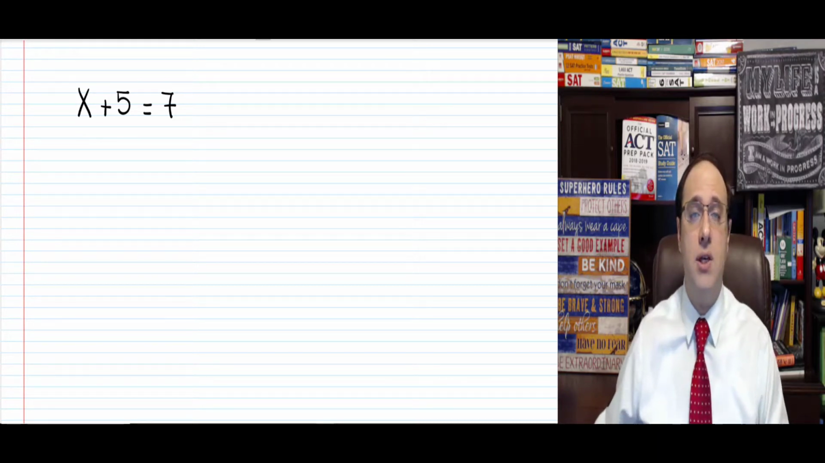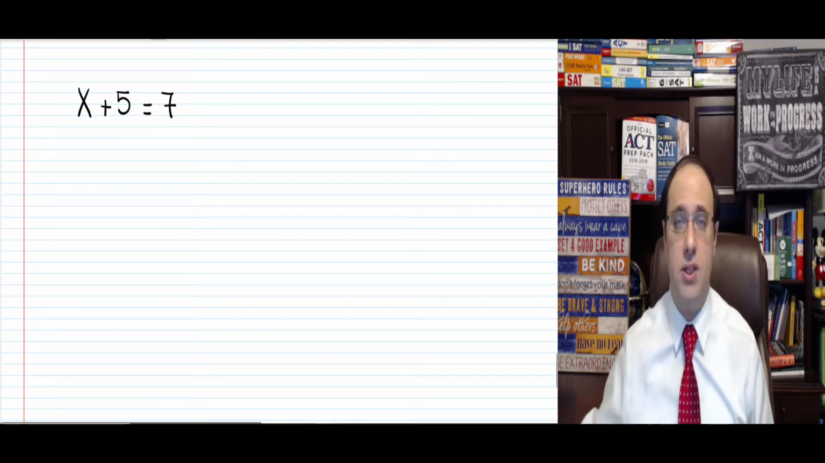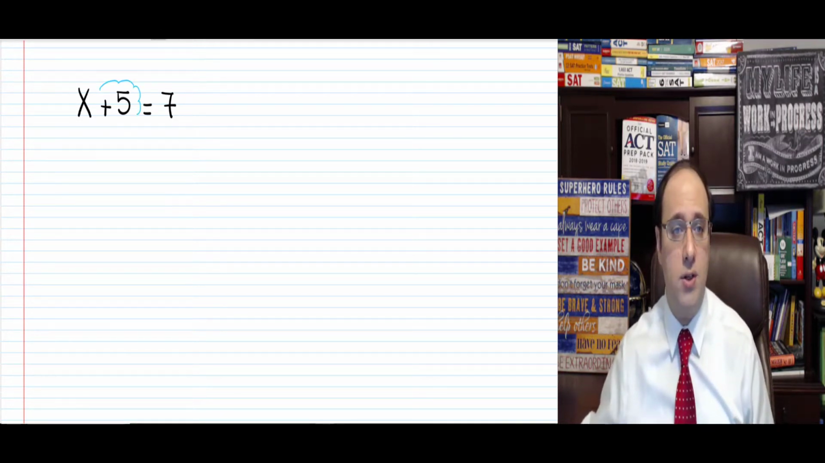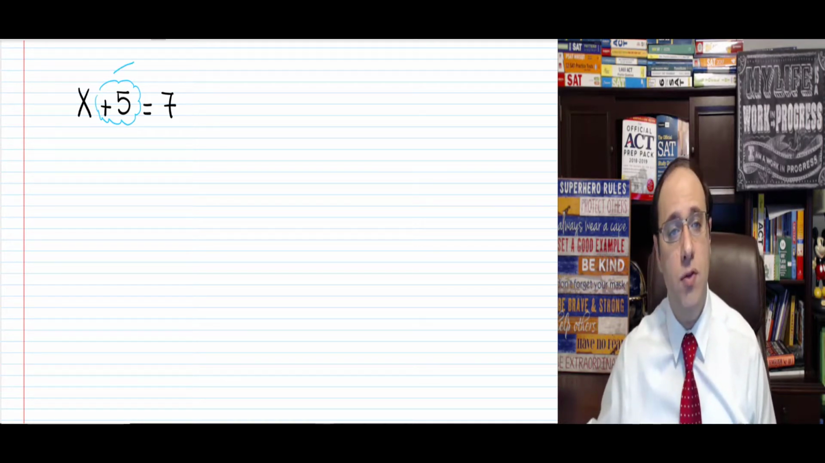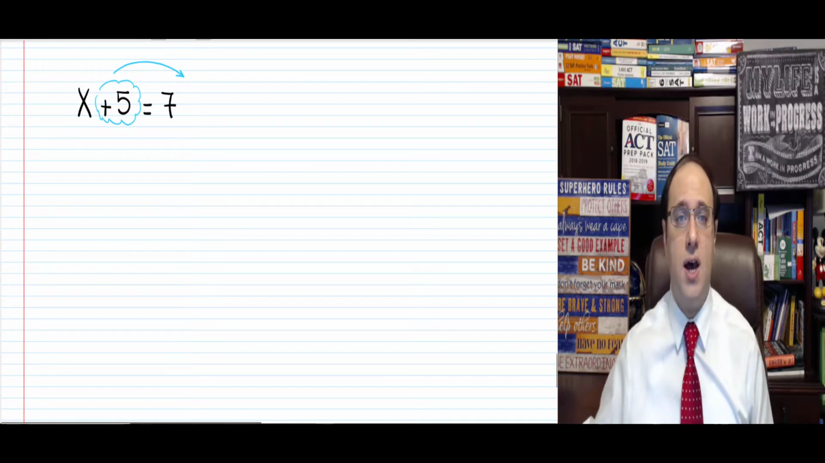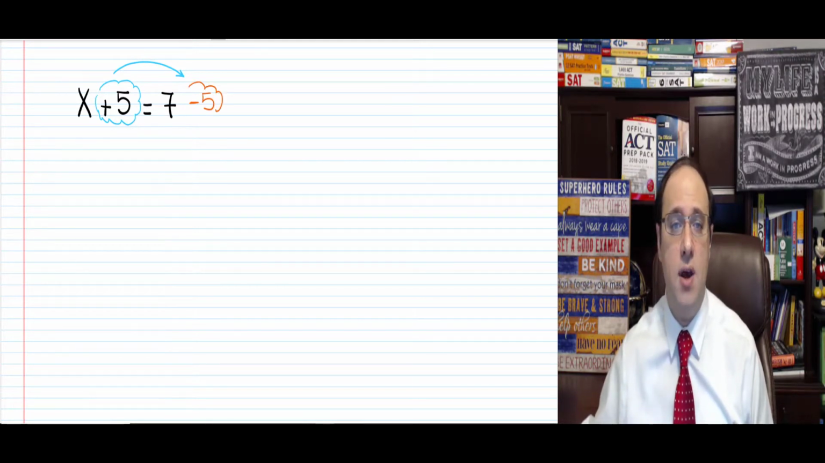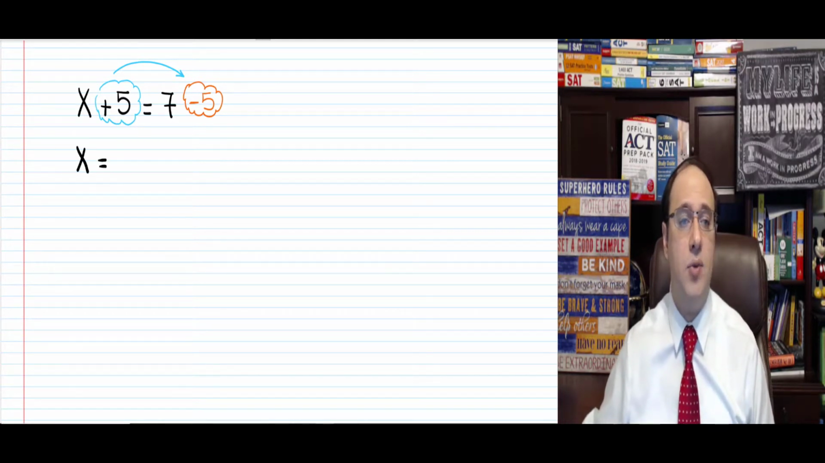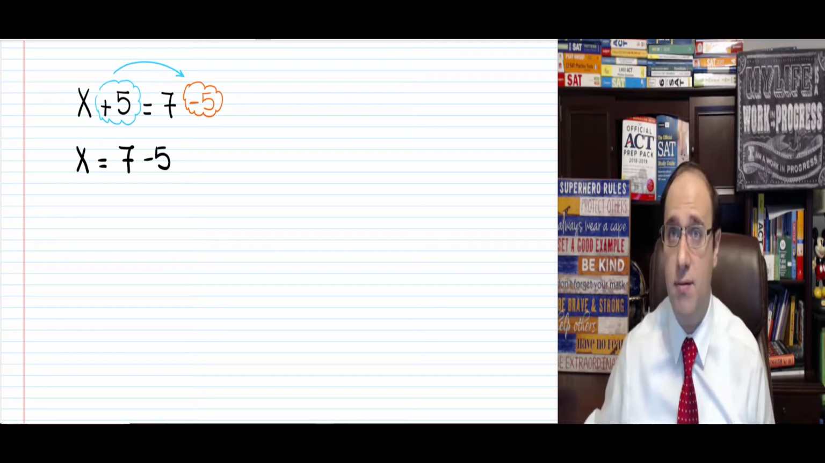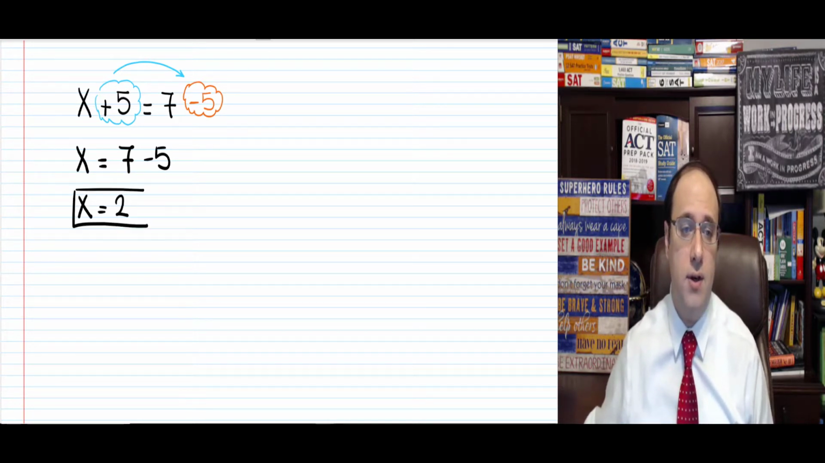Here I know that x plus 5 equals 7. The easy way to do this is to move the plus 5, because basically what we want to do is get rid of anything next to the x. So we're going to move the plus 5 to the other side of the equation, and once we move something to the other side, we change its sign, so instead of plus 5, it becomes minus 5. We can rewrite this as x equals 7 minus 5. X equals 2, because 7 minus 5 is 2.